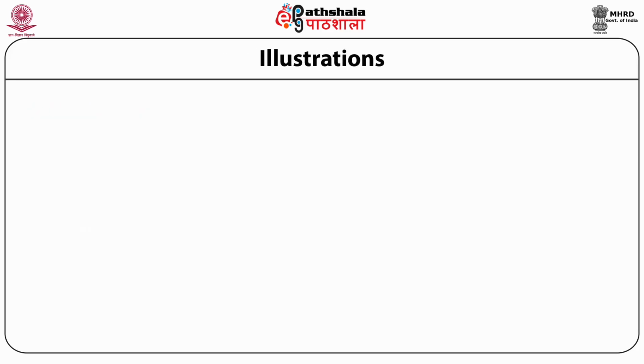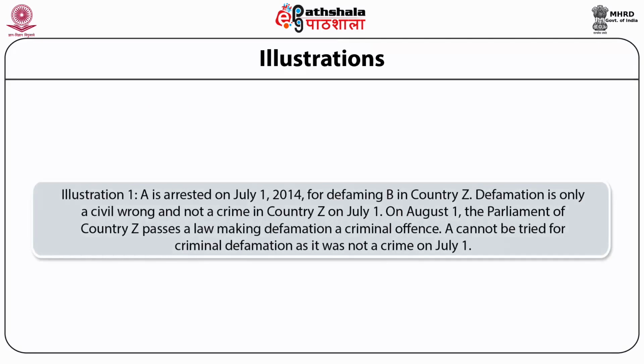Now, a couple of illustrations. Let's say A is arrested on July 1st, 2014 for defaming B in country Z. Defamation is only a civil wrong and not a crime in country Z. On August 1st, the Parliament of country Z passes a law making defamation a criminal offence. A cannot be tried for criminal defamation as it was not a crime on July 1st. The concept is very simple.